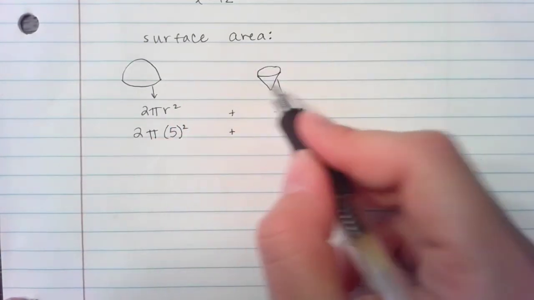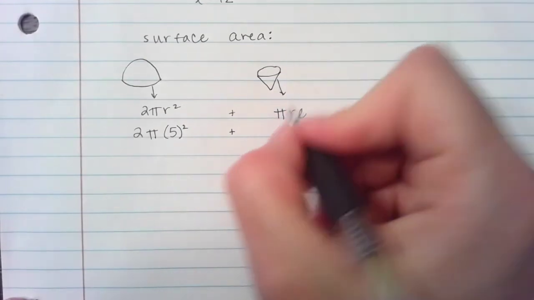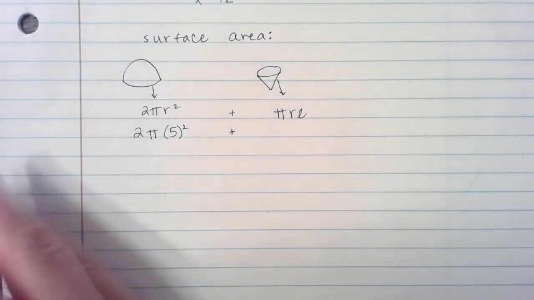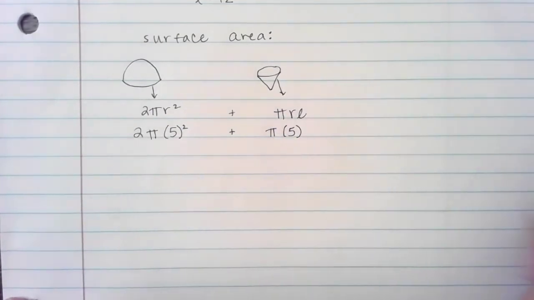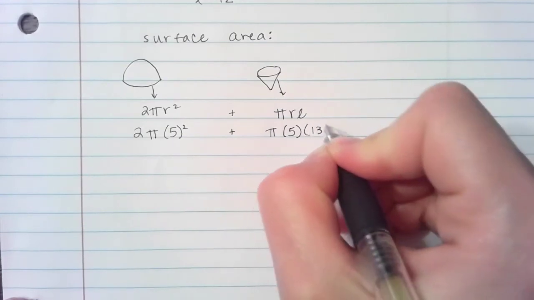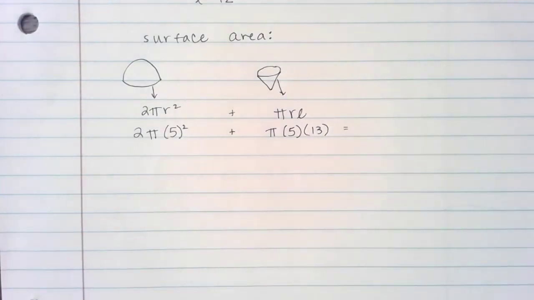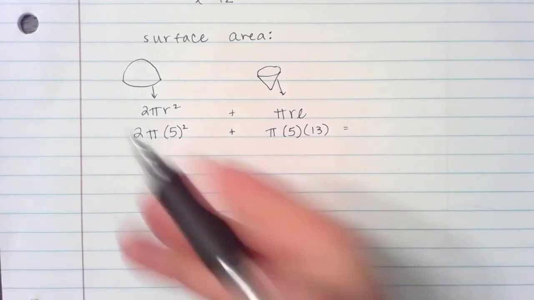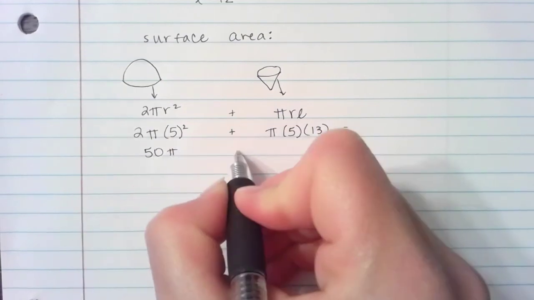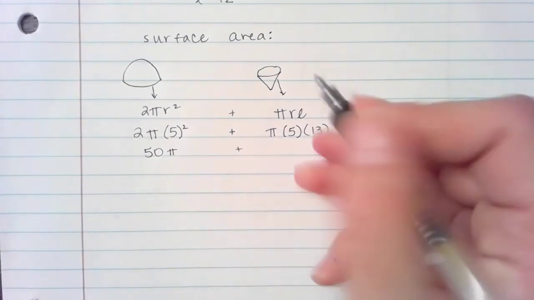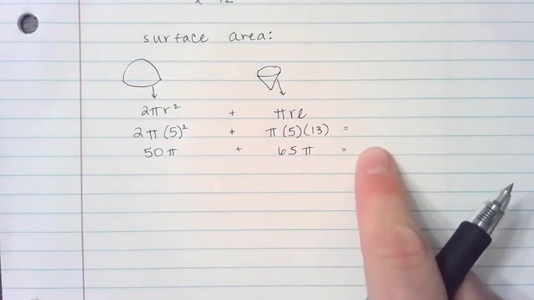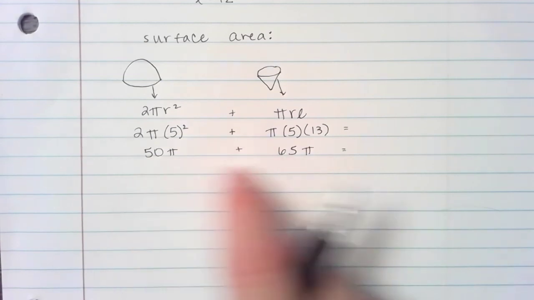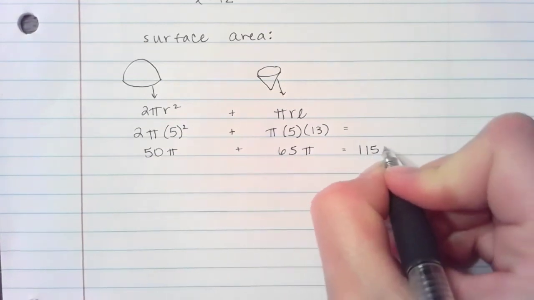And over here, the lateral area, or the cone without the base, subtracting the base, is pi r, which is 5, times L, which is slant height, 13. I'm just going to add it up at this point. So I have my surface area of all these pieces. This is 50 pi. This is 65 pi. And when I plug this all into my calculator, my exact answer is going to be 115 pi.